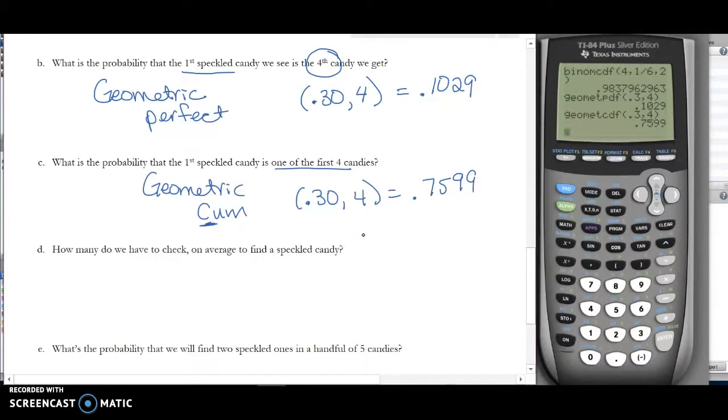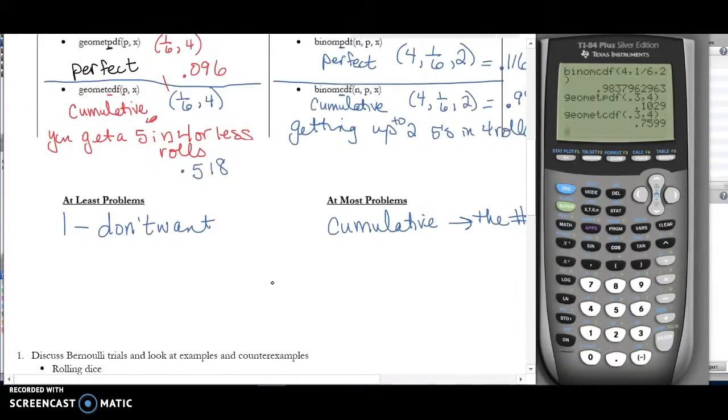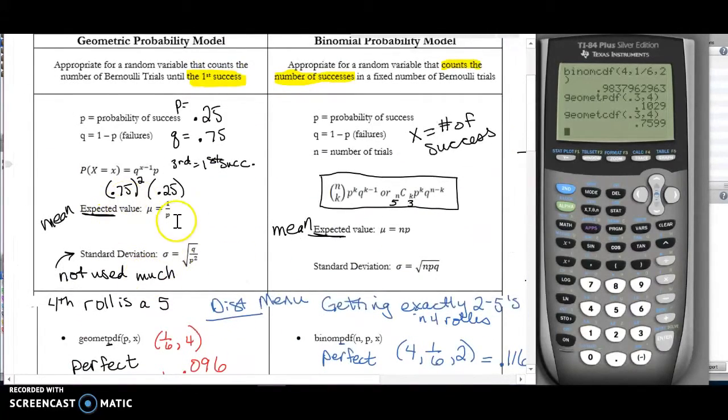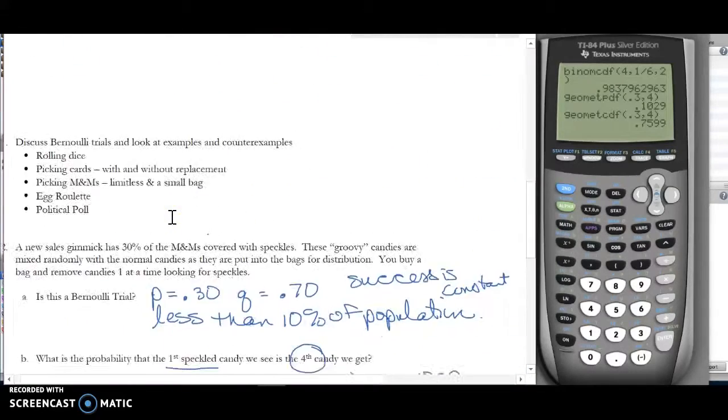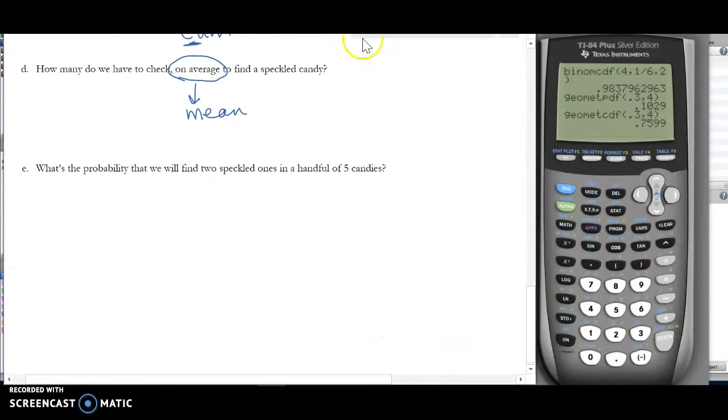Okay. Now let's look at this. How many do we have to check on average to find a speckled? So average is the mean. And so let's go back and look at what our mean says. And for geometric, our mean is 1 over p. So 1 over p, so it's 1 over 0.30.